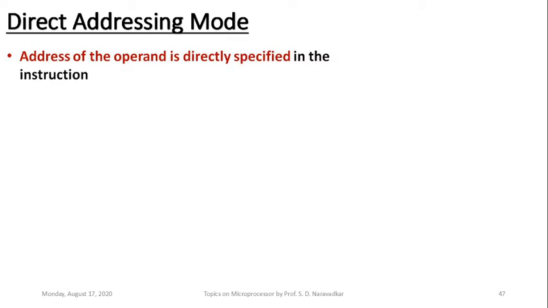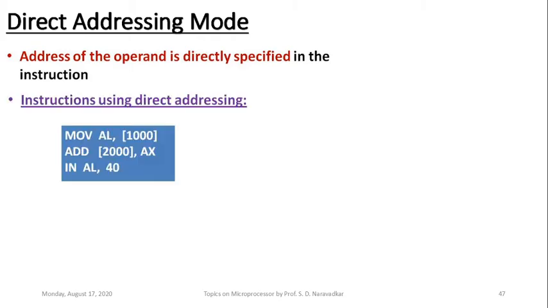Then the subsequent addressing mode is the direct addressing mode. As per the definition here, the address of the operand is directly specified within that instruction. It clearly means that the address of that operand must be specified inside square brackets. This is the offset address, and this offset address will be always from the data segment. Some of the instructions which are specified by using direct addressing mode are shown here.